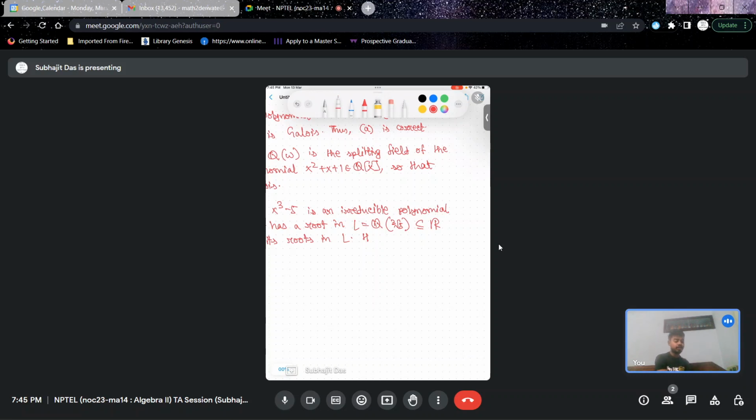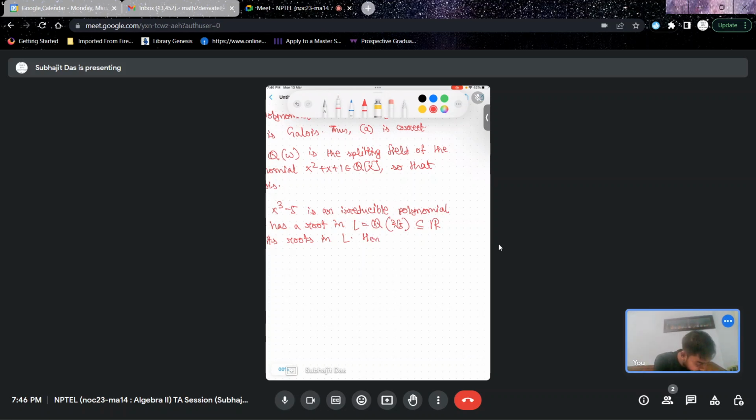But this is not clearly the case with L over F here, because x cube minus 5 is again an irreducible polynomial over the base field that has a root in this extension, but not all its roots are in this extension. That is, this polynomial doesn't split completely or factor completely into a product of linear factors over L, but it has a root in L.